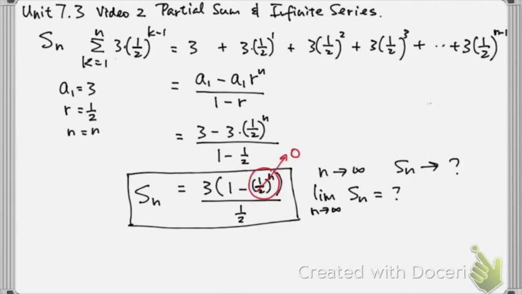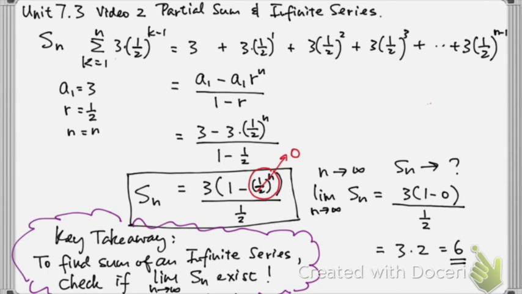So what happens to the numerator is going to be 3 times 1 minus 0, because 1/2 to the power of n becomes 0, all divided by 1/2. If I simplify this, it becomes 3 times 1 divided by 1/2, which is 3 times 2, and that is equal to 6. So actually, it ends up being a meaningful, finite value of 6.